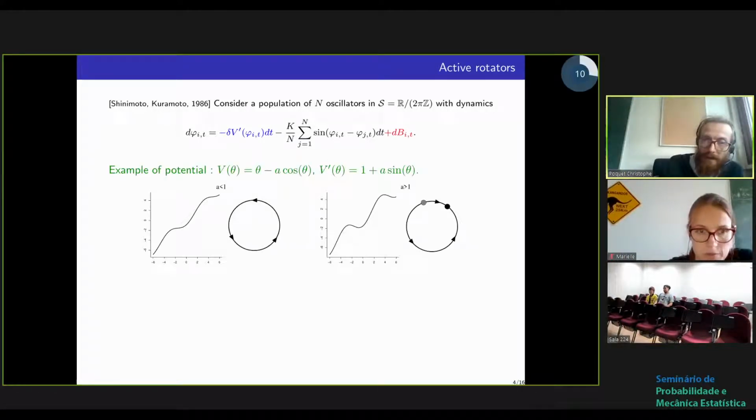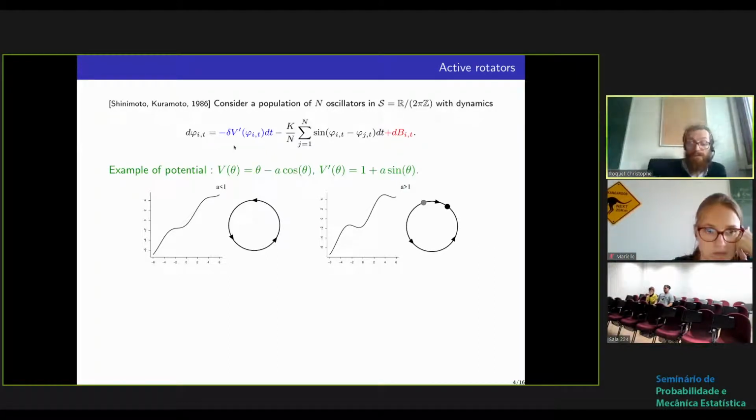Okay, and so we have to make a choice for this potential here. You can take a simple potential given by V of theta equal to theta minus a cosine theta. With this kind of potential, the derivative is just 1 plus a sine theta. And the shape of this potential will depend on the coefficient a you have here.